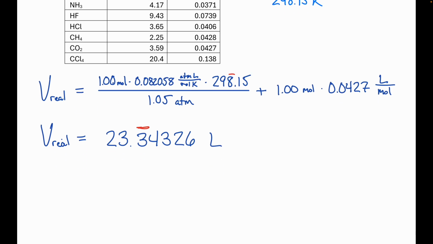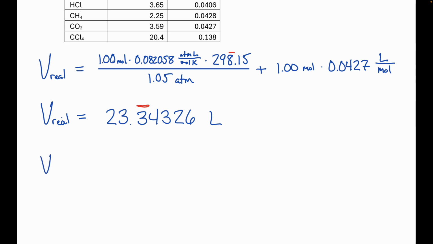All right, now, if we were to do our ideal gas volume, I didn't ask you to do this, but I did this real quick. That would be 23.30056 liters. All right, is that the exact same number? No, but rounded to our sig figs, that ideal gas assumption was pretty good, right?